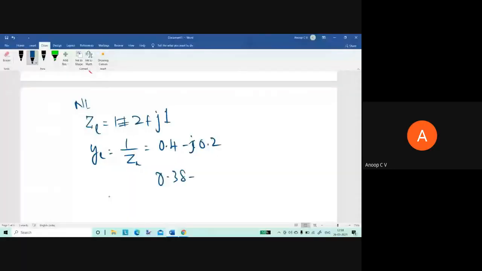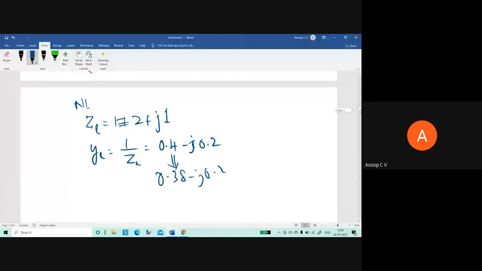At the E point, it's almost 0.4 minus 0.2 J. That is also correct. What did we get? 0.38 minus J 0.2, right? So 0.4 and 0.38. Sir, you wrote plus, that was his doubt. I wrote plus, okay, it should be minus. Sorry, it should have been minus.